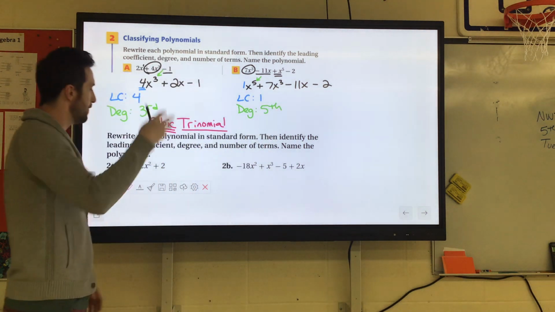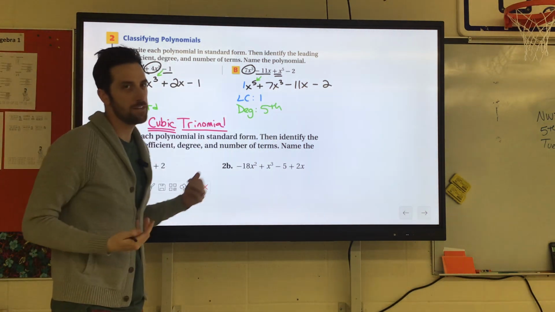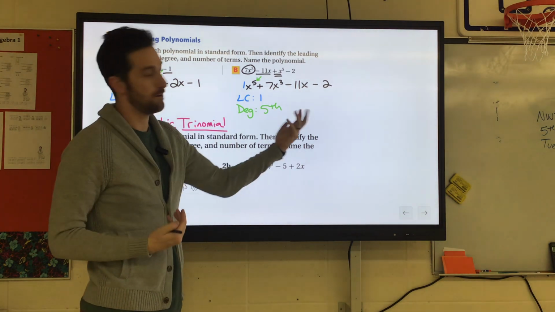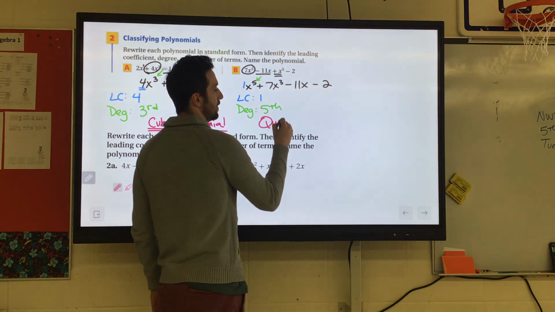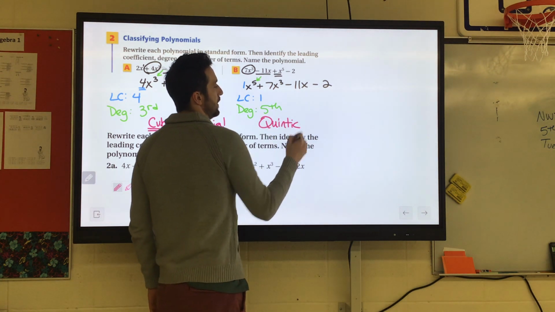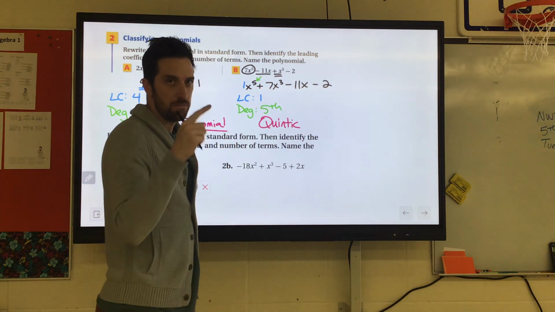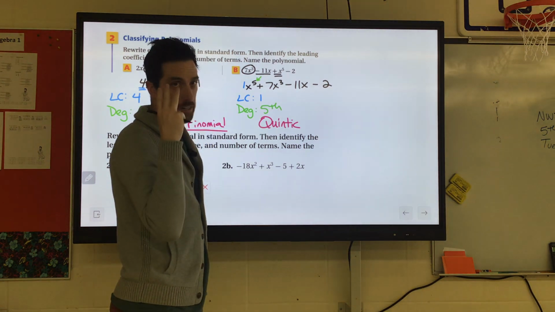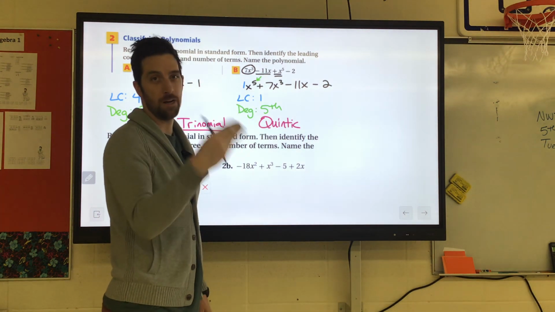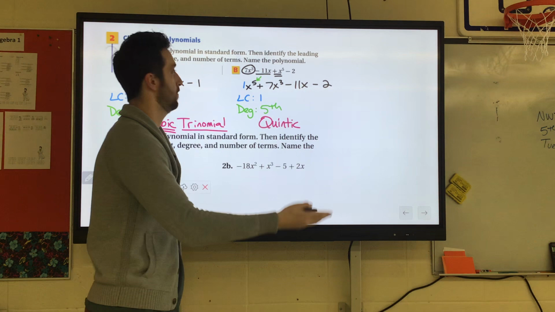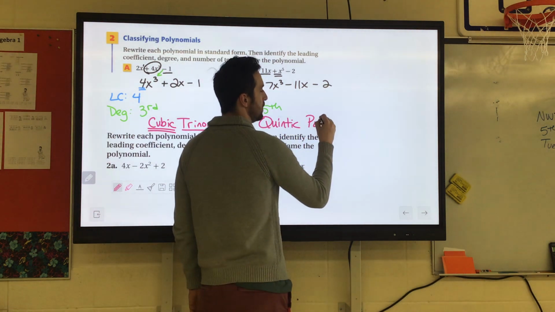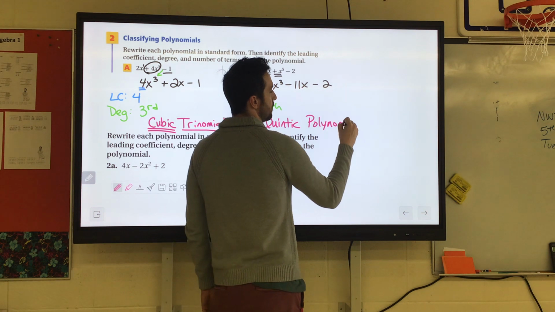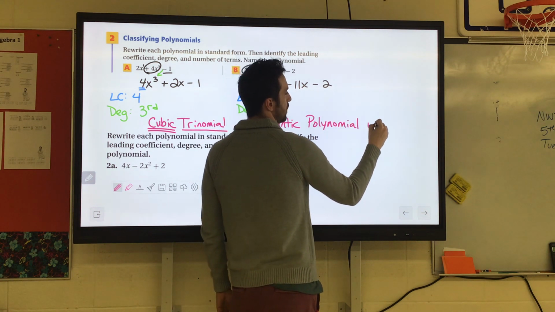And then naming it, again, we'll name it based on the degree and the number of terms. So 5th degree is quintic. So monomial's 1, binomial, trinomial. As soon as you go beyond 3, you just say polynomial with that many terms. So there's 4 terms here. So we're going to say a quintic polynomial with 4 terms.